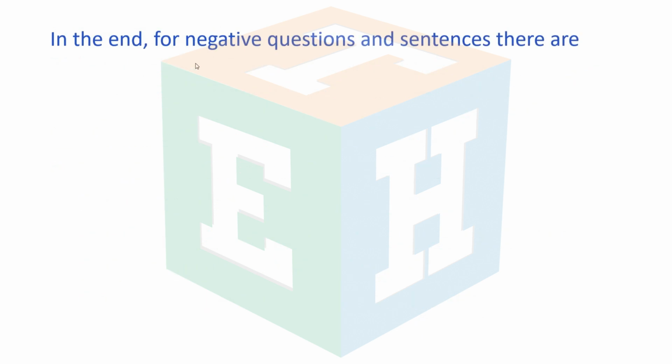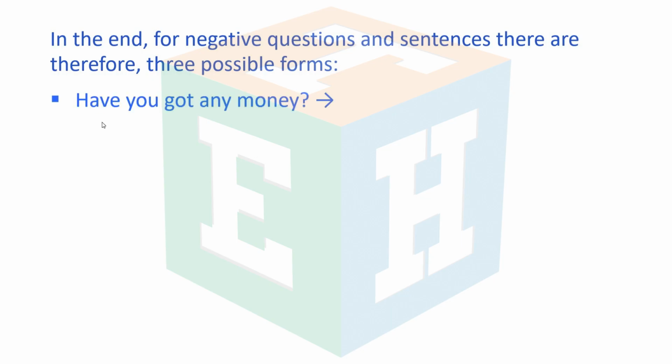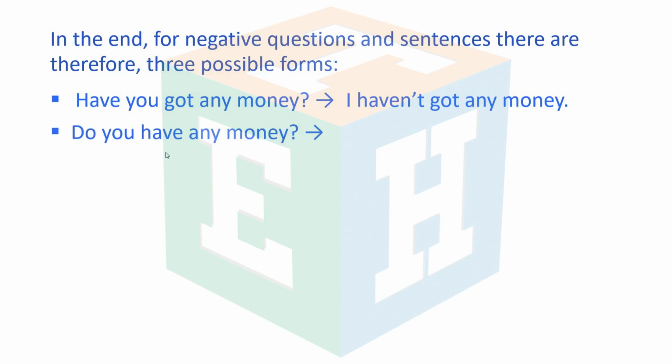In the end, for negative questions and sentences, there are therefore 3 possible forms. Example, have you got any money? I haven't got any money. Do you have any money? I don't have any money.